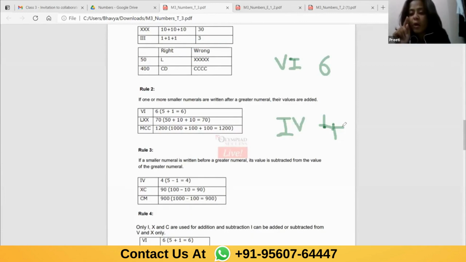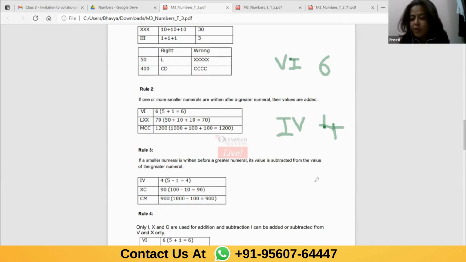See, to get to 40, which symbol do I have nearby? I know the symbol for 50. Ma'am, it is X. I know the symbol for 50, Alarika. Yes. What else do I know? I know the symbol for 10 also. Yes. What is 50 minus 10? 40. Yeah, 40. Now let me apply the rule.